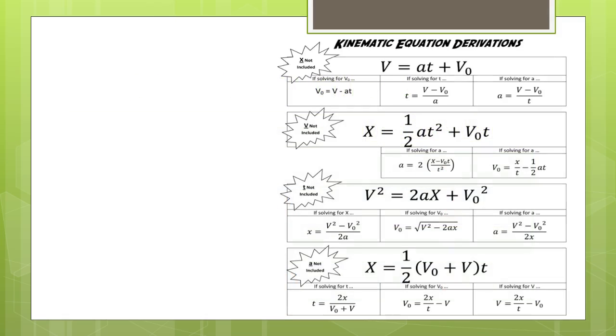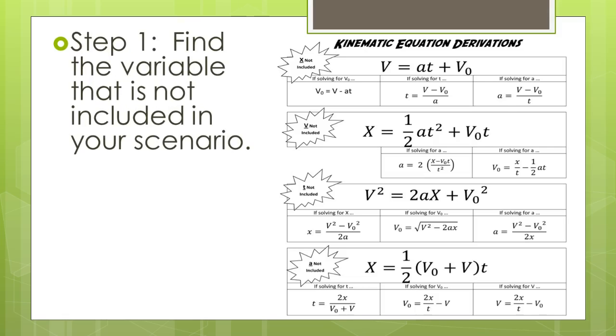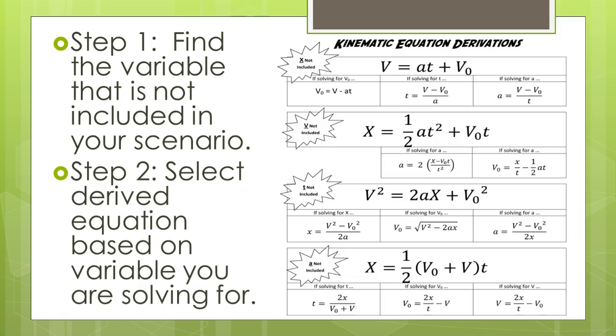This can be done using a list of the kinematic equation derivations, so you can worry less about the math and worry more about the physics. Step 1. Find the variable that's not included in your scenario. Step 2. Select the derived equation based on the variable you're solving for.